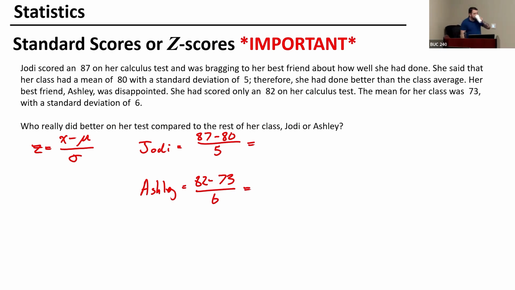Give me some numbers. 1.4, 1.5. For who? Jody, Ashley's 1.5. Ashley's what? 1.5. So who actually did better?